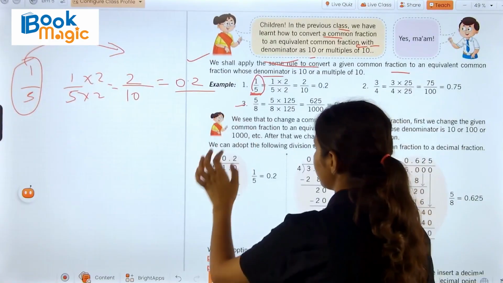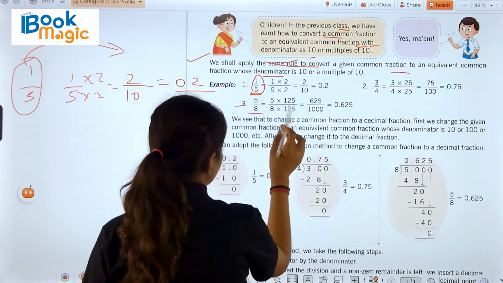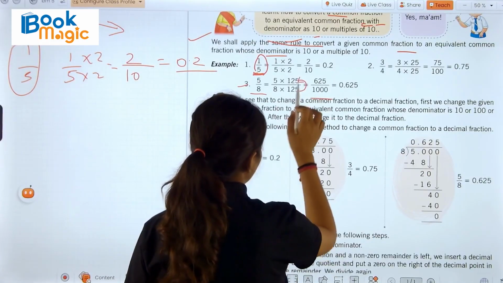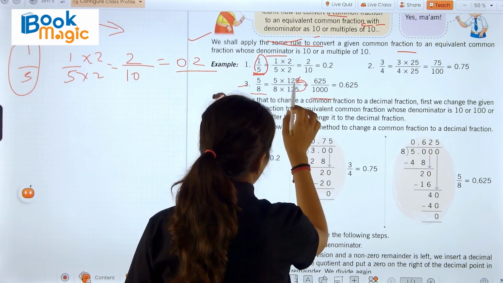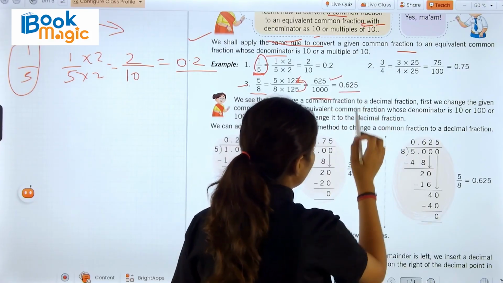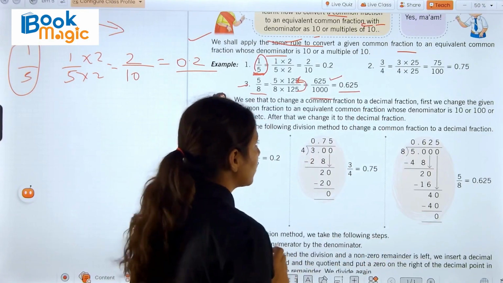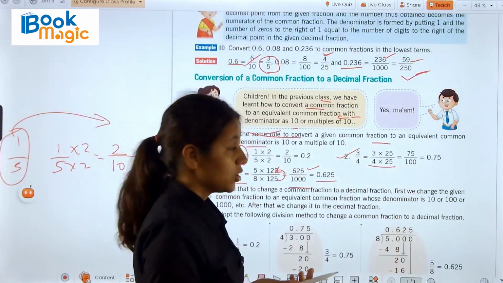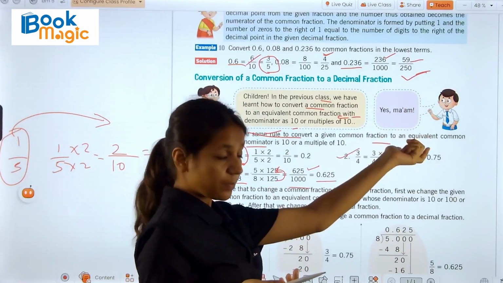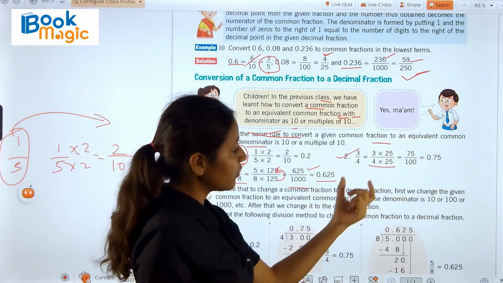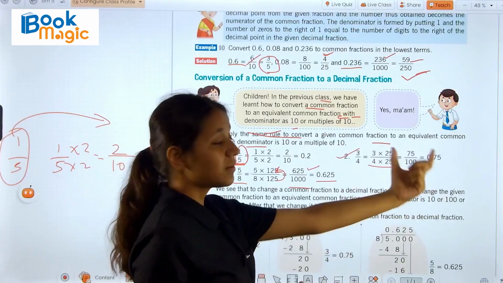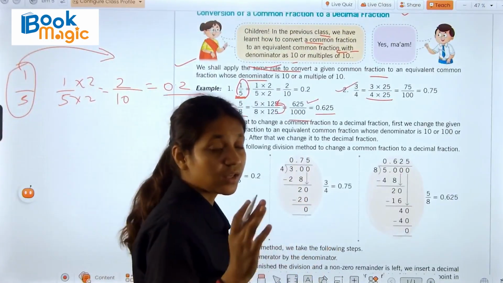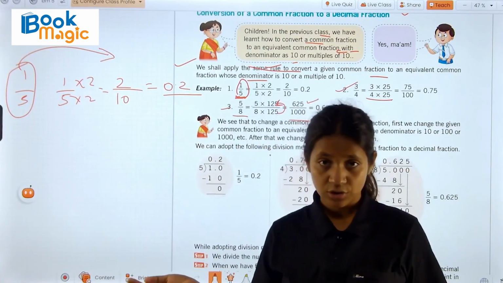Similarly, we have 5 by 8. So 5 by 8, that means 8 into 125 is 1000. So we have to multiply 125 here also. So it will be 5 into 125, that is 625. It will be 0.625. Okay. Similarly, we have 3 by 4, that means 4 into 25 is 100. So we have to multiply 25 at the numerator place also. So 3 into 25 is 75. 4 into 25 is 100. So it will become 0.75. This is how we can convert a fraction into a decimal.